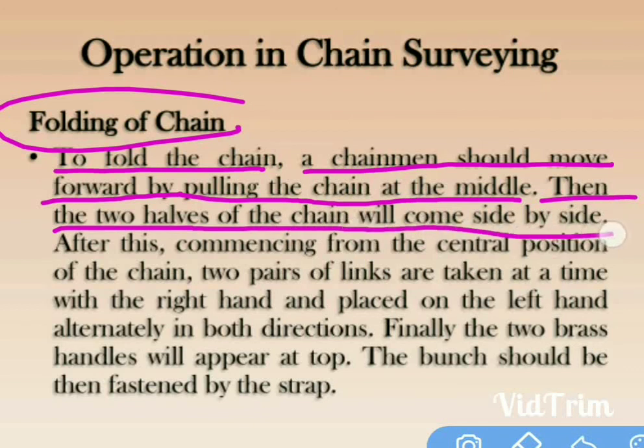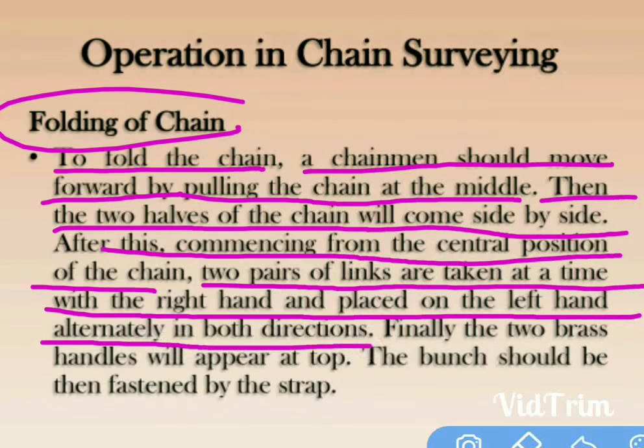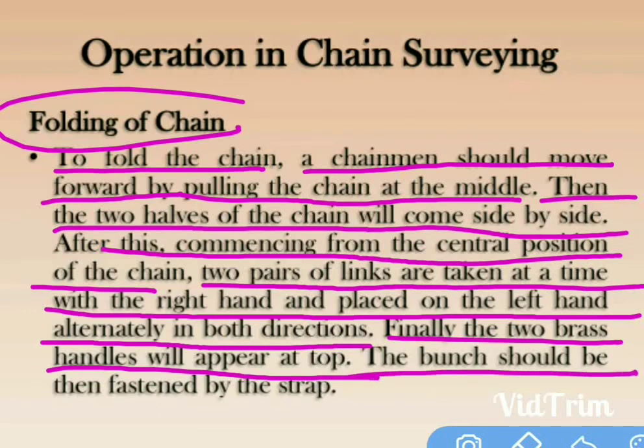Then the two halves of the chain will come side by side, meaning the handles will be on one side, right? Clear? After this, commencing from the center position, two pairs of links at a time are taken with the right hand and placed with the left hand alternatively in both directions. Finally, the two brass handles will appear at the top. The bunch should then be fastened by the strap.